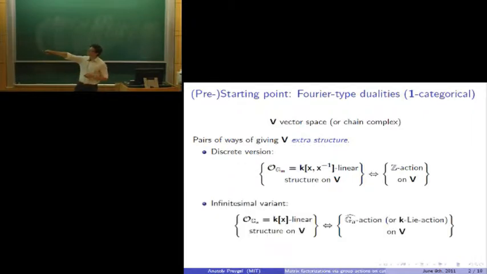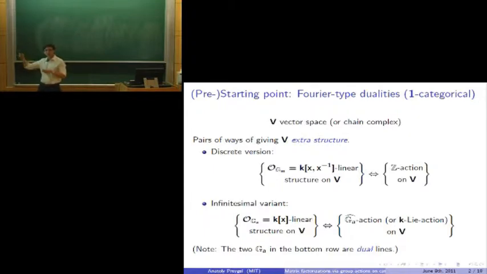And this is the discrete version because Z is discrete. There's also an infinitesimal variant where we replace Z by the trivial Lie algebra in rank one. Putting something over the line is the same as making this trivial Lie algebra, or better yet, its formal group, G_a hat, act on the complex. And an interesting observation, which is why I like to call this a duality, is that these two G_a's are linearly dual. They're dual lines.